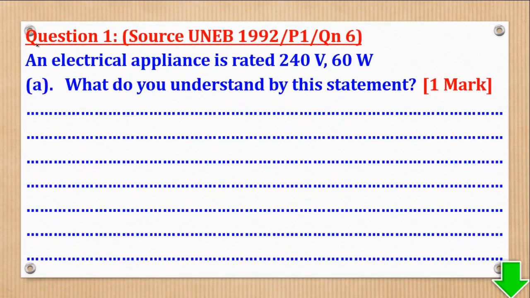So that we shall go through these questions. Question 1 came from UNEB 1999, paper 1, question 6, and it says an electrical appliance is rated 240 volt 60 watts. Part A, what do you understand by this statement?